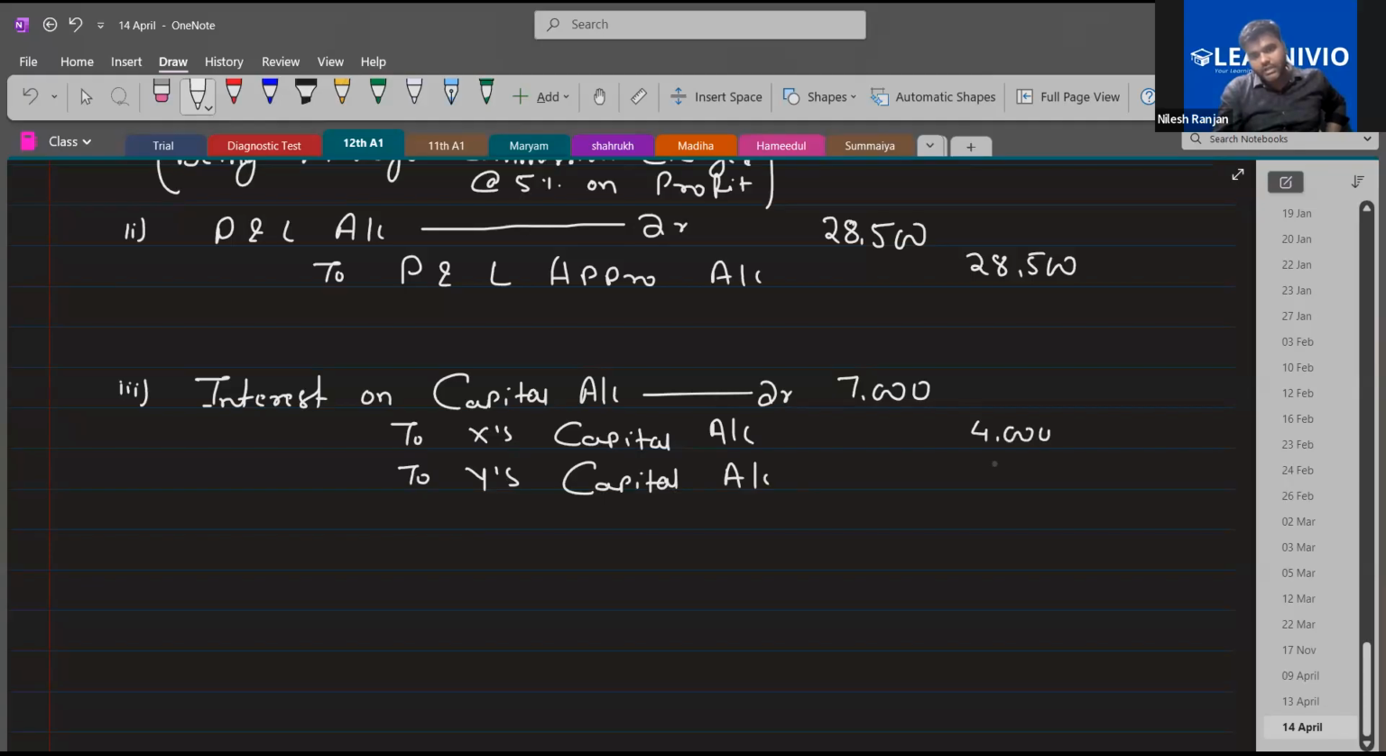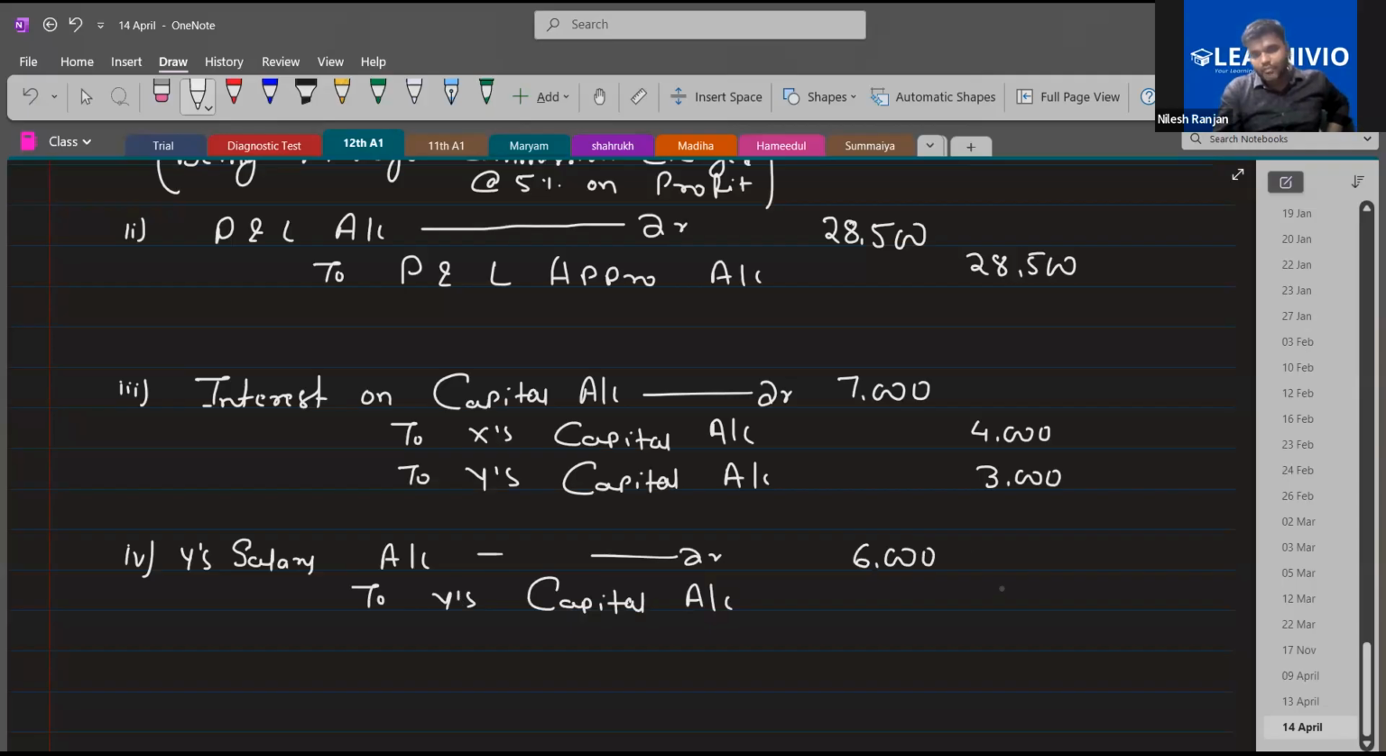$4,000 and $3,000. After this, there is salary. So salary, actually Y salary account debit to Y capital account. It is 6,000.